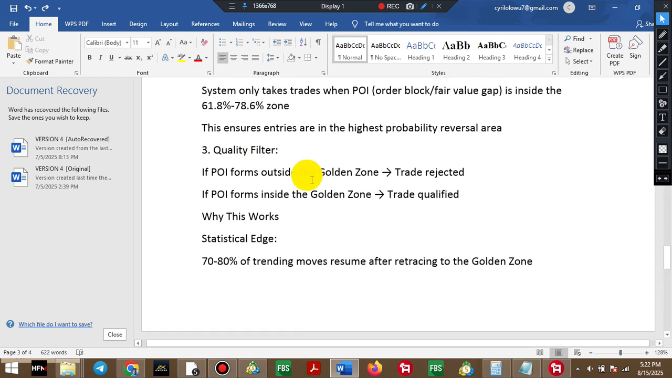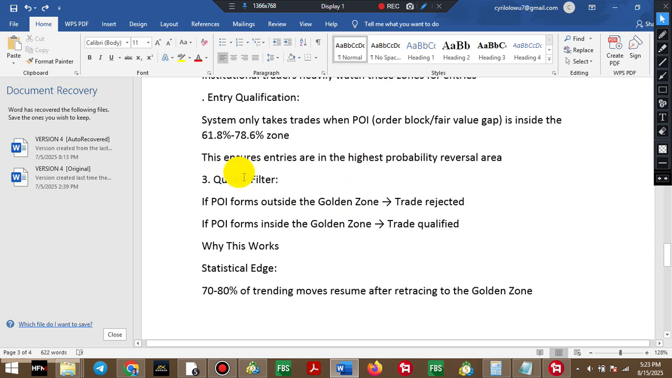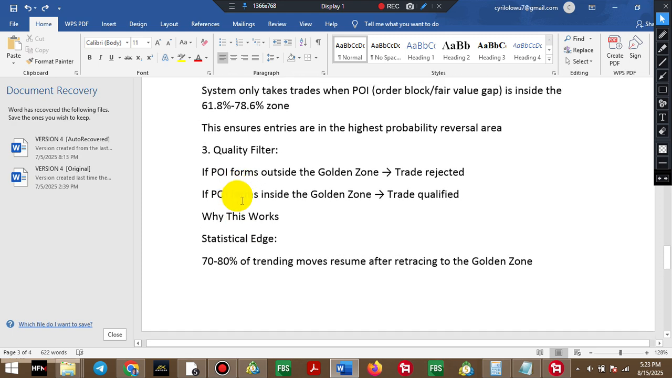Now, what are the requirements or qualifications? When price is at this zone, it increases your probability of price going towards the direction you predicted. This ensures entries are in the highest probability reversal area. Quality: it filters the quality of your entry. That means it makes it more concrete. If the POI forms outside the golden zone, trade rejected. If the POI forms inside the golden zone, trade qualified.